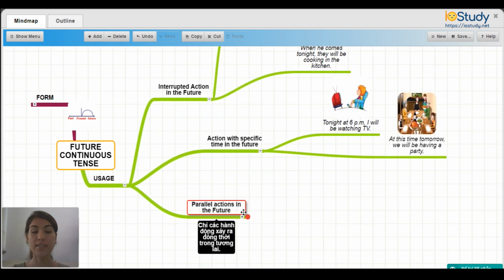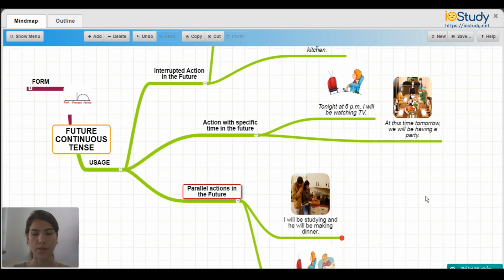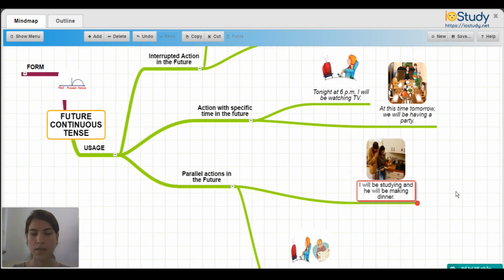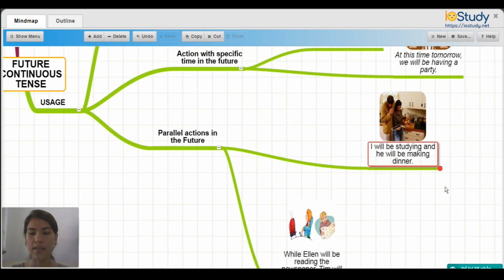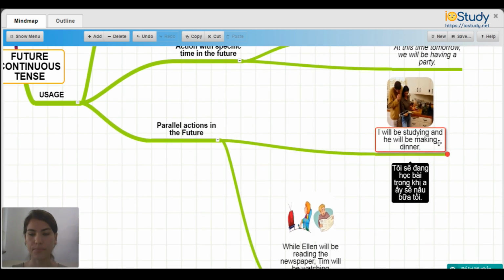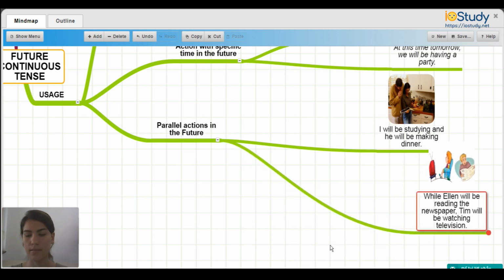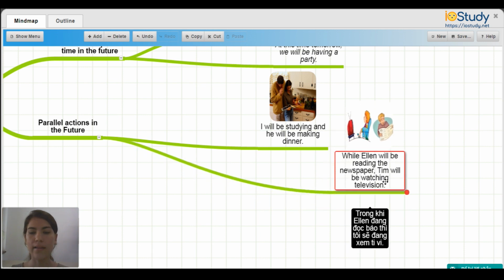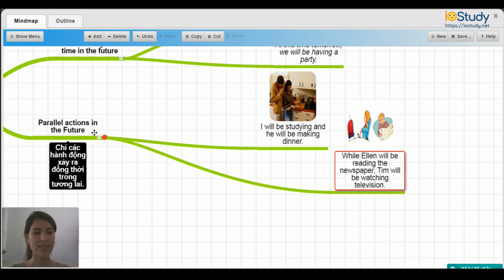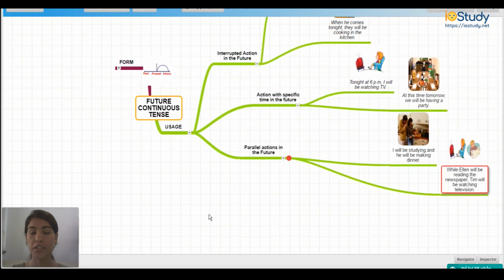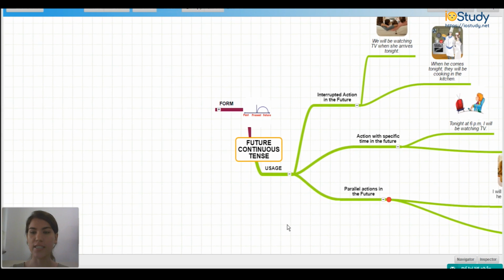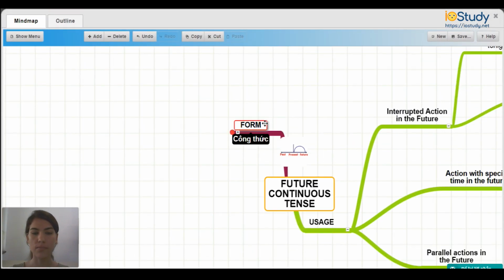Next, we have parallel actions in the future. For example, I will be studying and he will be making dinner. And while Ellen will be reading the newspaper, Tim will be watching television. Okay, so both of these are examples of parallel actions in the future. So we just learned about the usage of the future continuous tense. Let's go and look at the form.